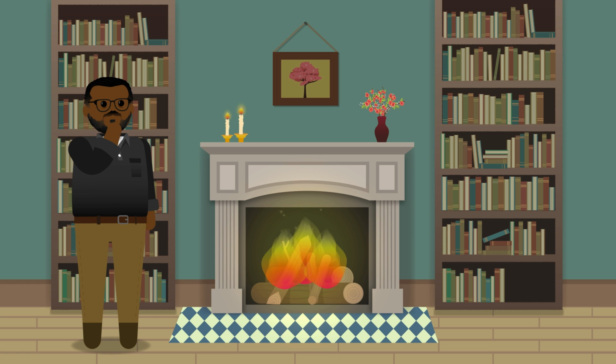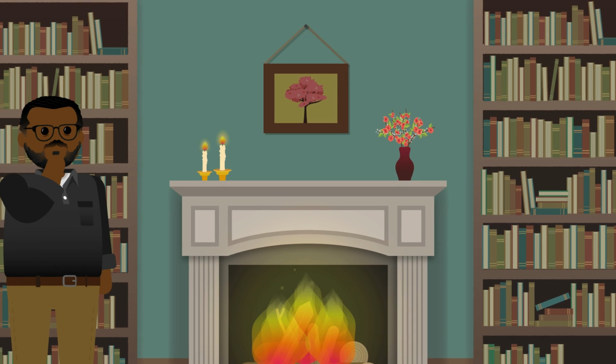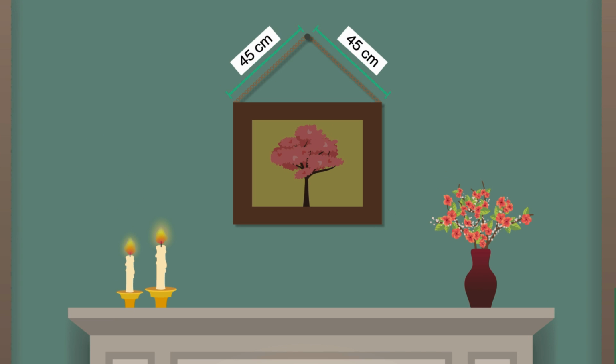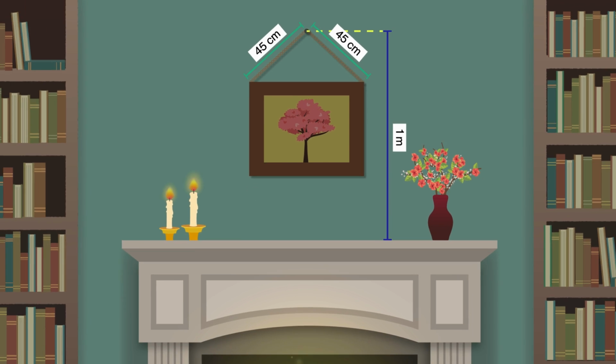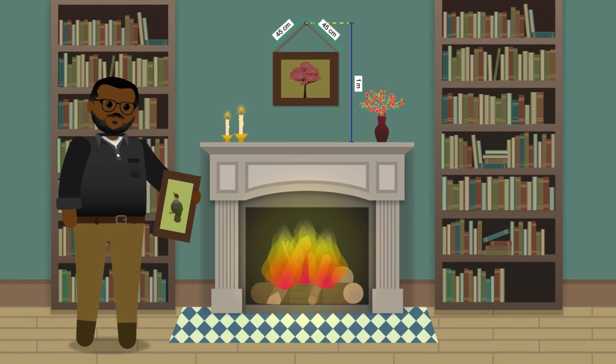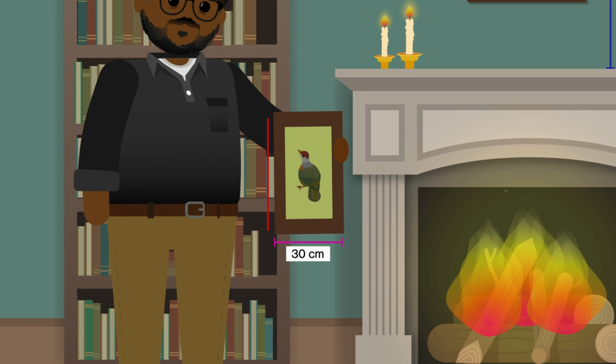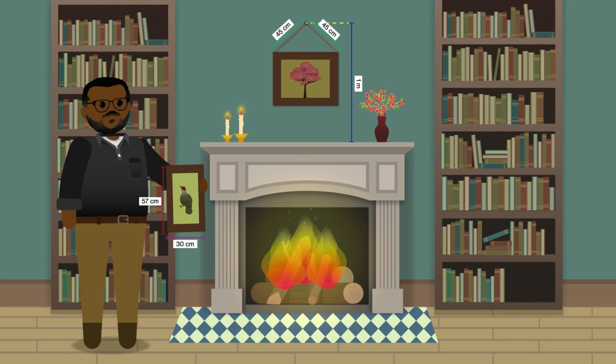He's wanted to swap out the picture hanging from a chain above his mantelpiece for some time. He already knows the length of the chain, which is 90 centimeters, and the height of the hook above the center of the mantelpiece, which is 1 meter. So he heads to the thrift store and spots a beautiful painting with a frame 30 centimeters in width and 57 centimeters in height. But he thinks there could be a problem.